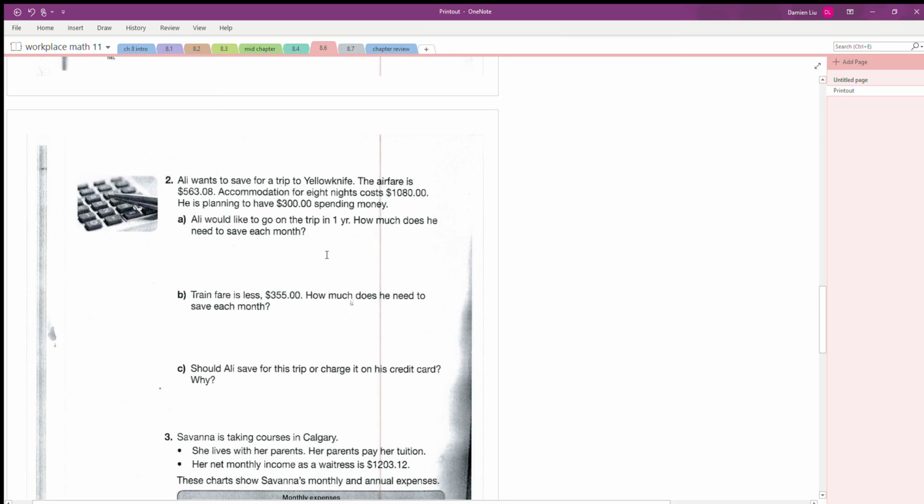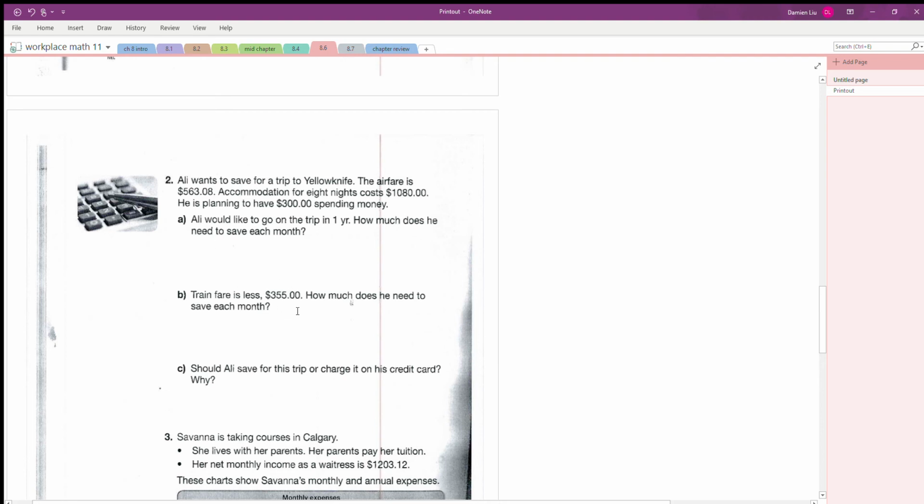So what you can do, instead of having to recalculate, although you could put this amount now with the accommodation and his spending money, and then take that number and divide by 12. You could do it that way. Or you can figure out what he's going to save each month, right? Find the difference between $563.08 and $355. That would be the total amount of money he'll save if he takes the train instead.